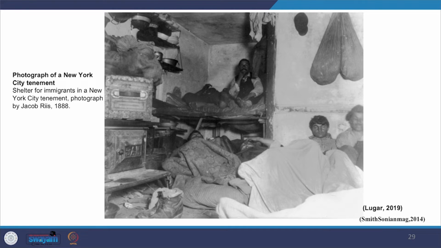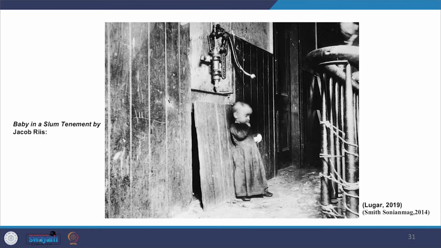You can see the photograph of a New York City tenement by Jacob Riis, published in 1888. Another picture you can see is Baby in the Slum, taken in 1888-89. Riis' work became an important prototype of the exposure journalism that took shape in the United States after 1900. We also see the 1901 Tenement Housing Act, which happened following these observations.